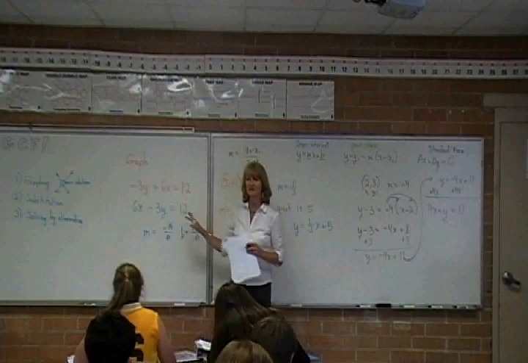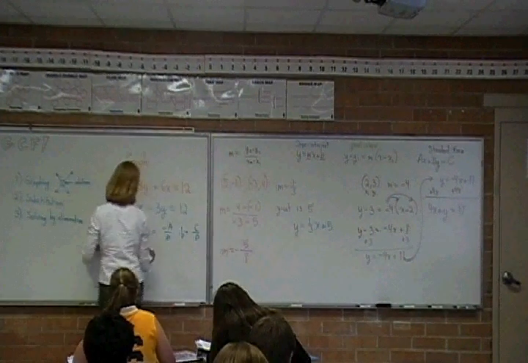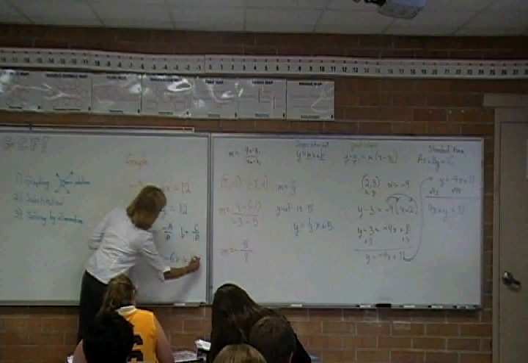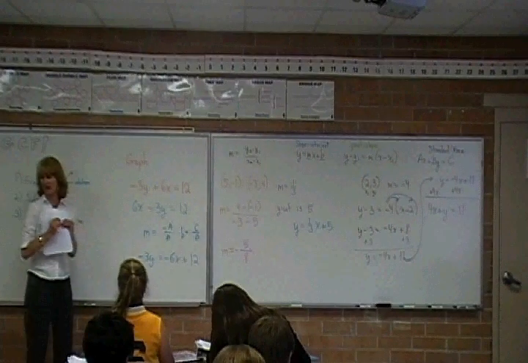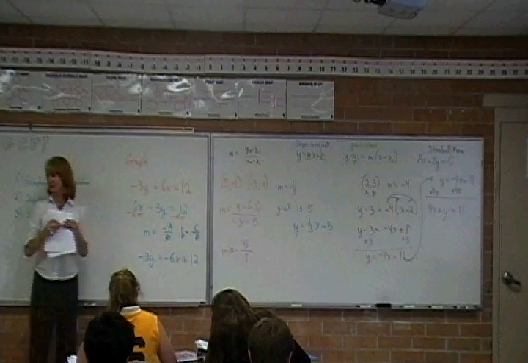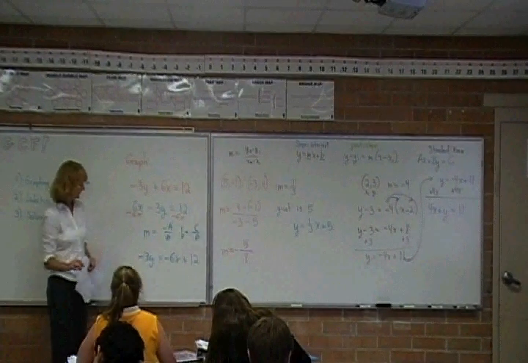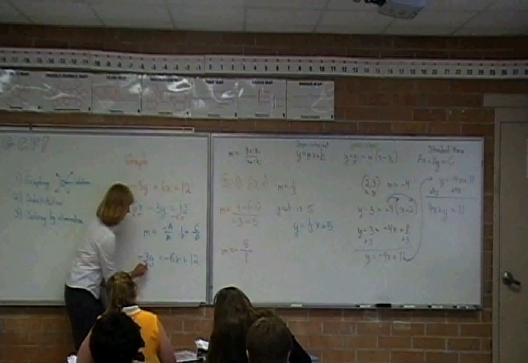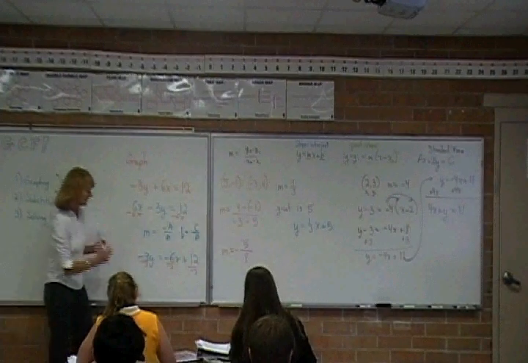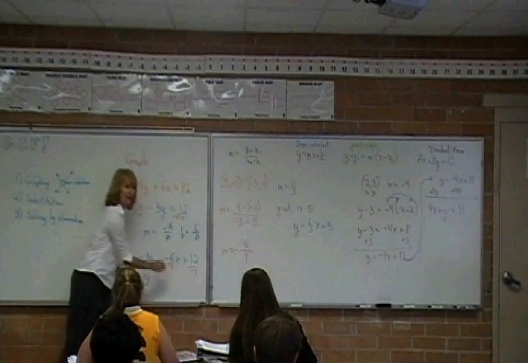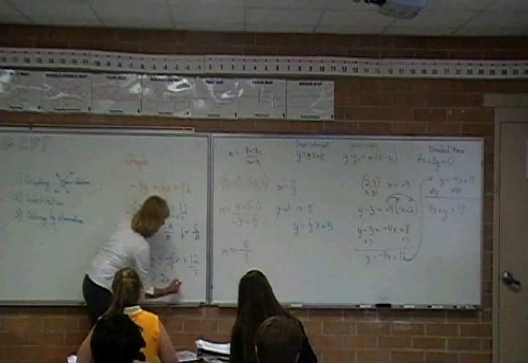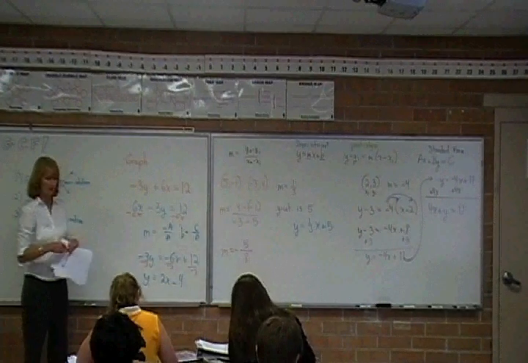Subtract 6x from both sides. So we have negative 3y equals negative 6x plus 12. I'm not doing the shortcut, I'm showing you the steps right now. What's the next step to get y by itself? Divide everything by negative 3. So y equals negative divided by negative, which is positive. Positive 2x minus 4. And then you get y equals mx plus b.